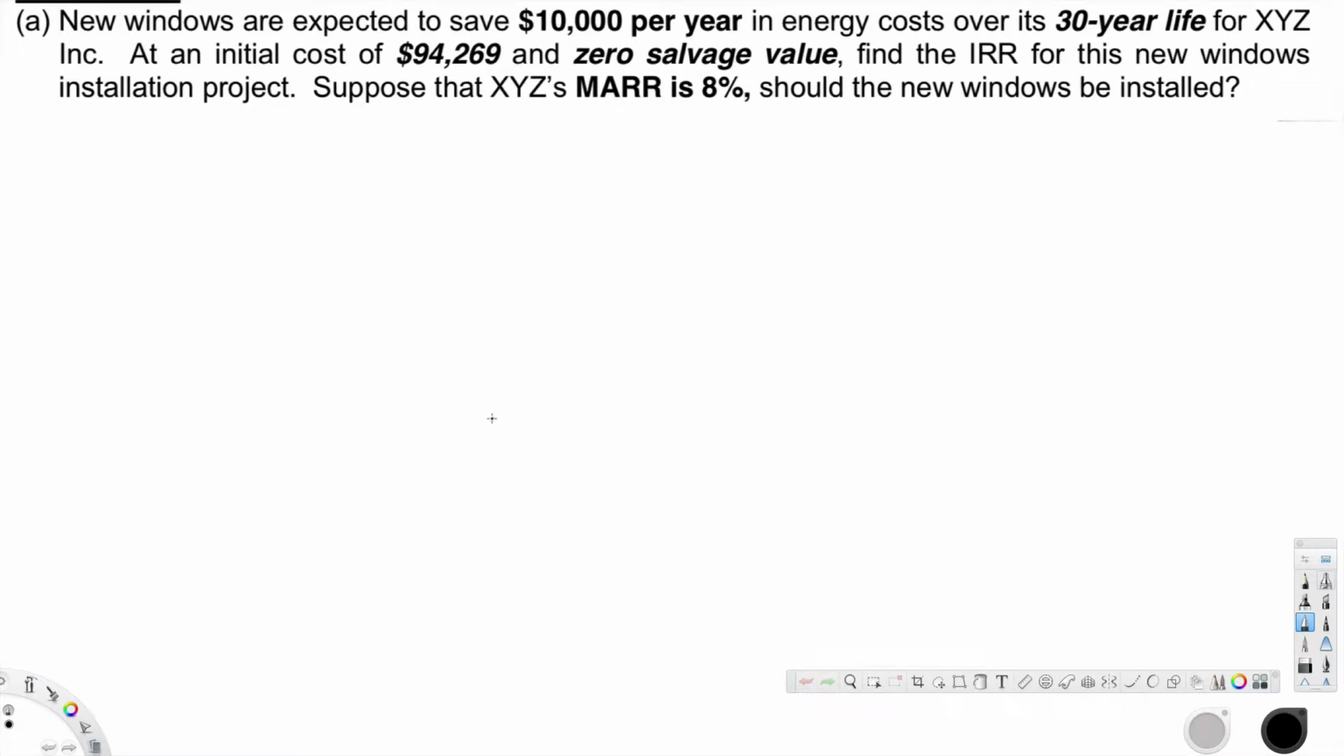Let's look at this problem right here. This question is asking, new windows are expected to save $10,000 per year in energy cost over its 30-year life for XYZ Inc. at an initial cost of $94,269 and zero salvage value. Find the IRR for this new Windows installation project.